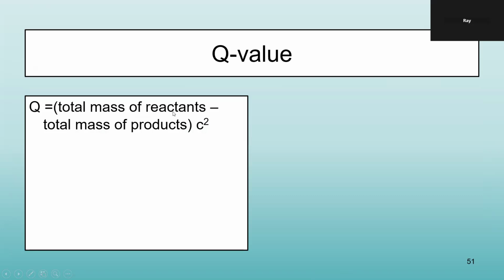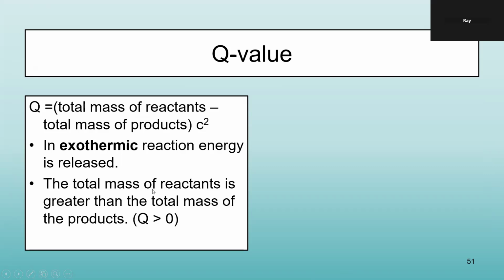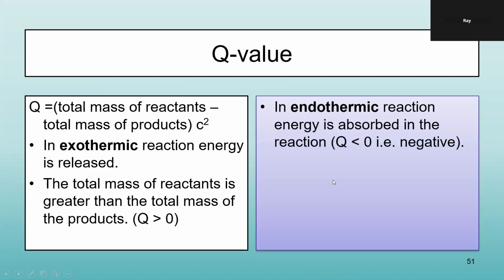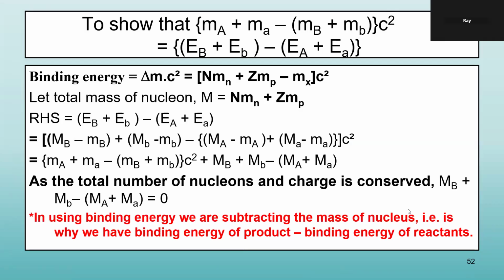Total mass of reactants and total mass of product. Exothermic, following chemistry, means energy is released. Total mass of reactants is greater than total mass of product. That means Q is positive. Endothermic reaction, energy is absorbed in the reaction. That means the Q value is negative. In this case, the total mass of product is greater than the total mass of reactants. Okay, we won't bother about all these.